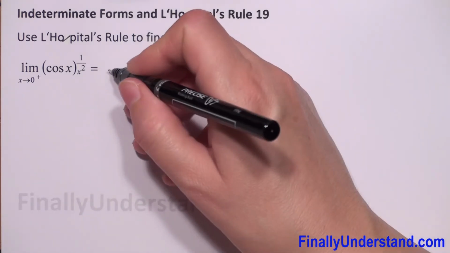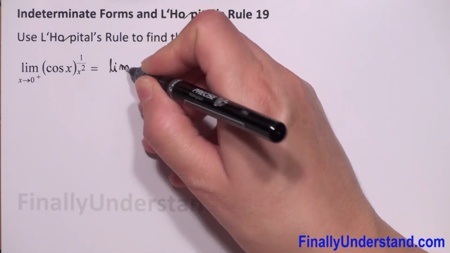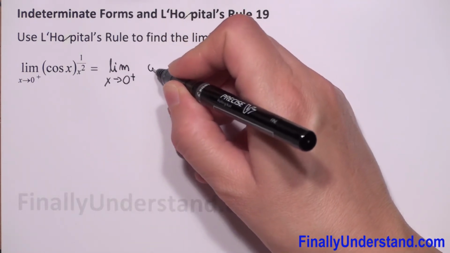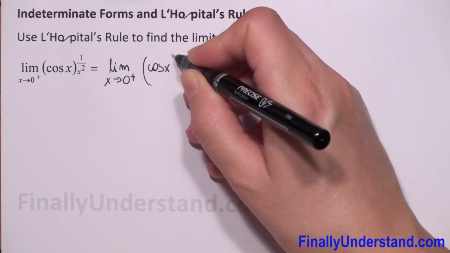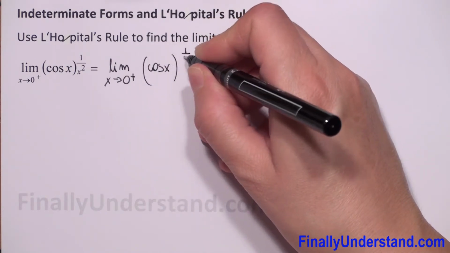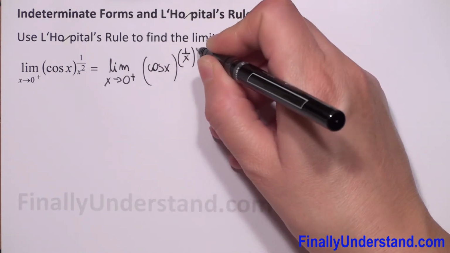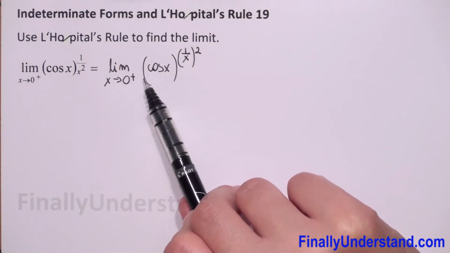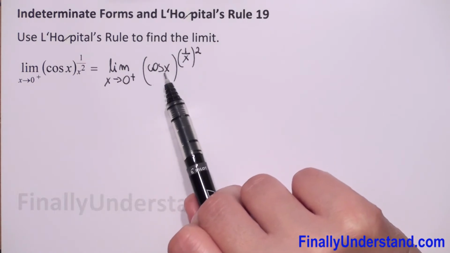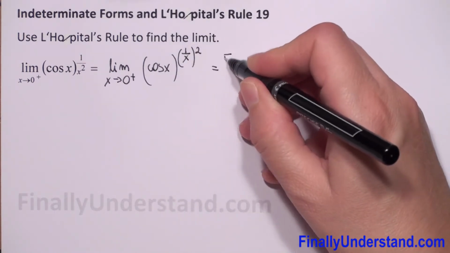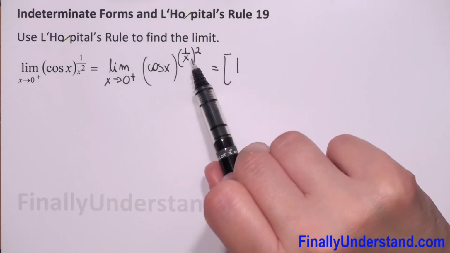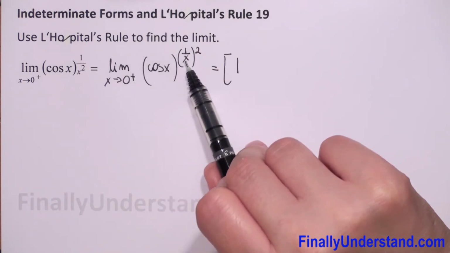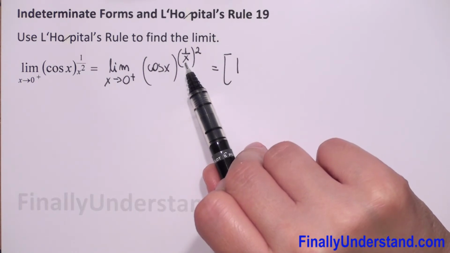Let me rewrite this. We have limit as x approaches 0 from right of cosine of x to power 1 over x squared. So now when x approaches 0 from right, cosine of x is going to 1. And when x approaches 0 from right, 1 over x going to positive infinity.